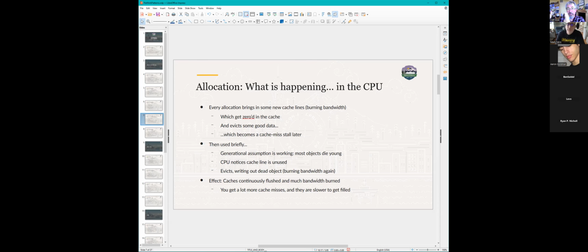And because the pipe to memory, between the CPU and the memory, is full, you have to wait longer to get data to fill in all those new misses. So you have more misses, and they're all slower to solve.